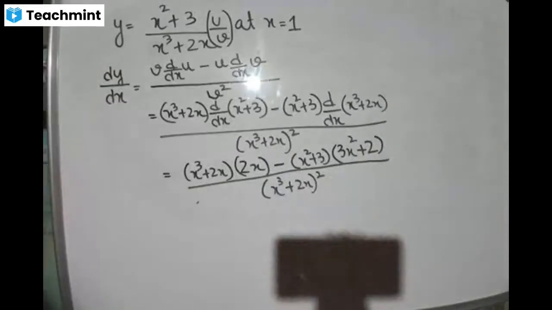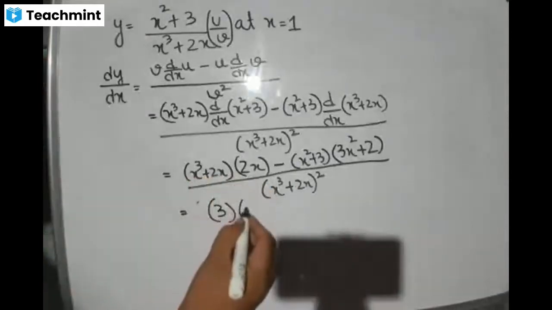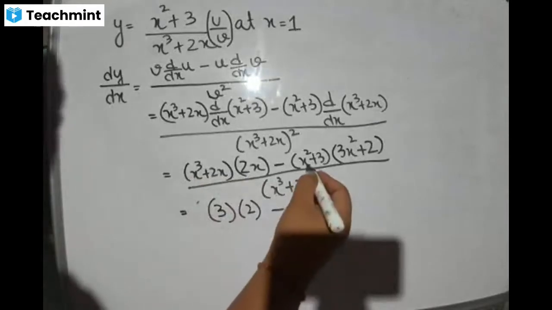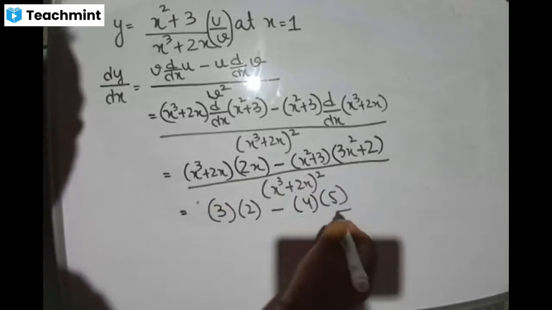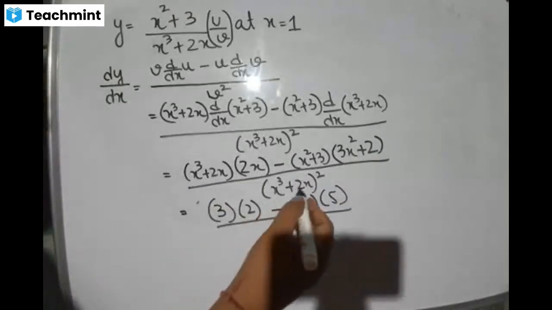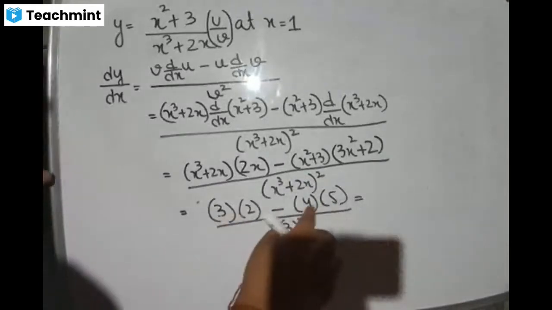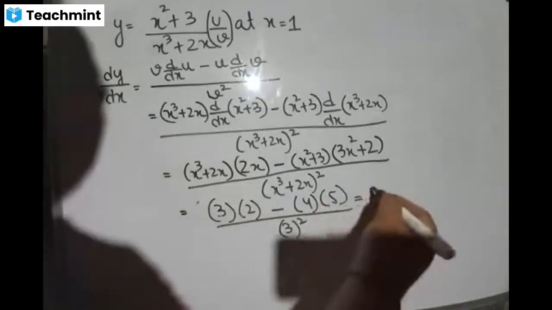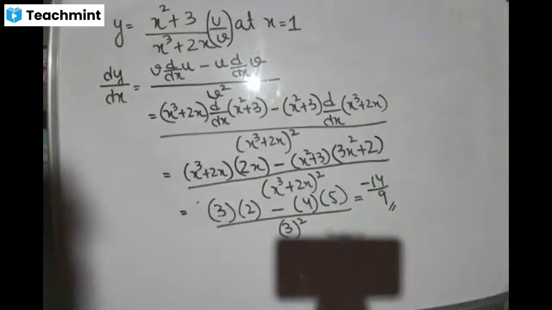So since all the d by dx has vanished, now it's time to put the value of x. What do you get when you put the value of x? You can do it mentally. 1 cube is 1, 2 ones are 2, 2 plus 1 is 3, 2 ones are 2, minus 1 square is 1, 1 plus 3 is 4, 3 ones are 3 plus 2 is 5. Divide the whole thing by 1 cube is 1, 2 ones are 2, that is 3 square. So what would be your right answer? 3 twos are 6, 5 fours are 20. So 20 minus 6 is 14, with the minus sign, divided by 9 would be your correct option. Is that clear?